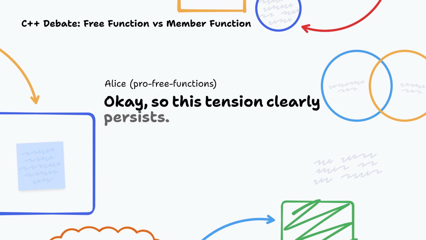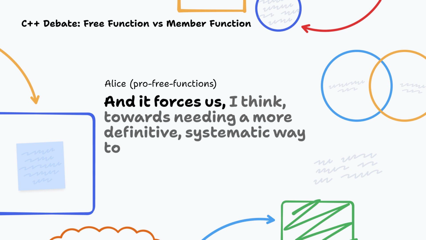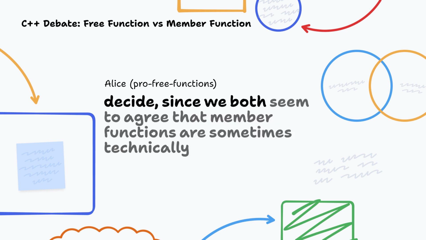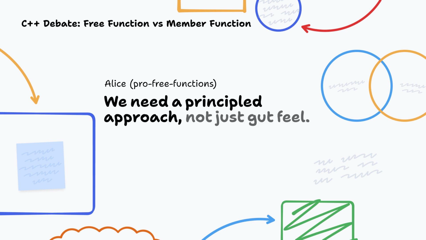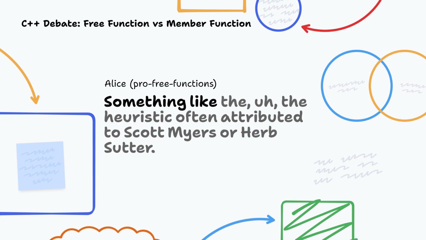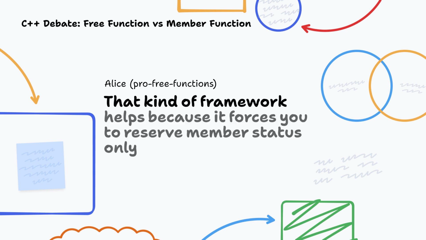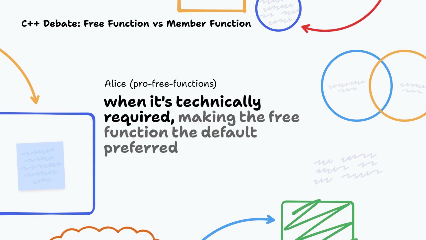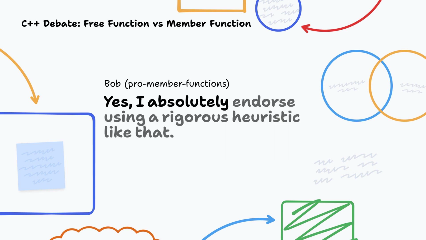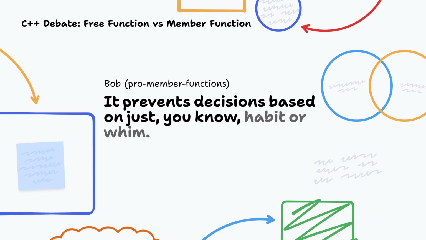Okay, so this tension clearly persists. And it forces us, I think, towards needing a more definitive, systematic way to decide. Since we both seem to agree that member functions are sometimes technically necessary, we need a principled approach, not just gut feel. Something like the heuristic often attributed to Scott Meyers or Herb Sutter. That kind of framework helps because it forces you to reserve member status only when it's technically required, making the free function the default preferred architectural choice. Yes, I absolutely endorse using a rigorous heuristic like that. It prevents decisions based on just habit or whim.